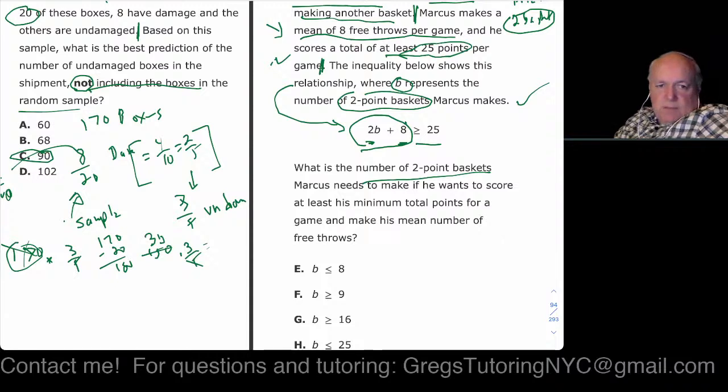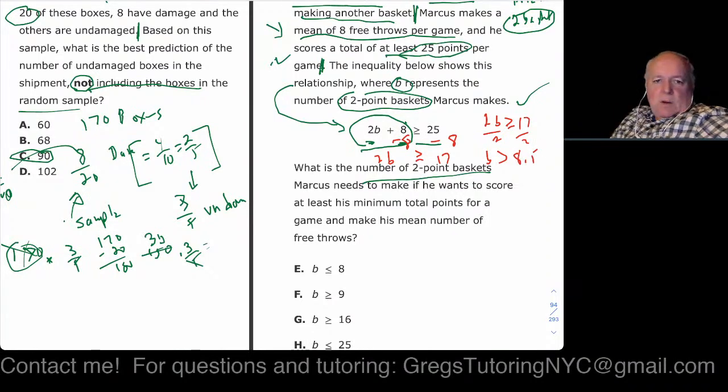So let's just do it. We have 2B plus 8 is greater than or equal to 25. I'm going to subtract 8 from both sides. And I get 2B. We keep the sign as greater than or equal to. And 25 minus 8 is what? 17, is it? Yeah. So that means we have 2B is greater than or equal to 17. We need to get B by itself. We're going to divide both sides by 2. And we get B is greater than or equal to 8.5.